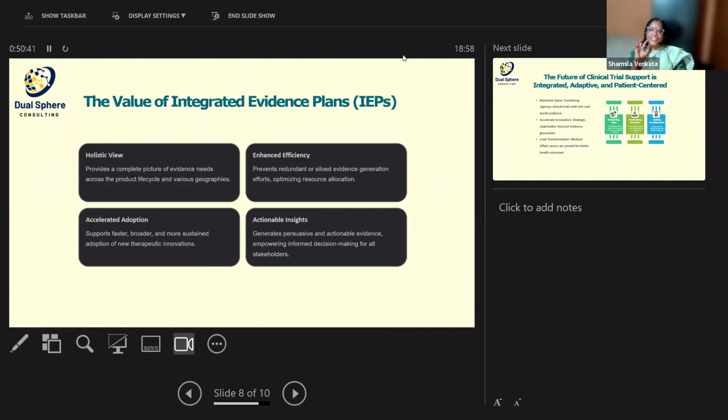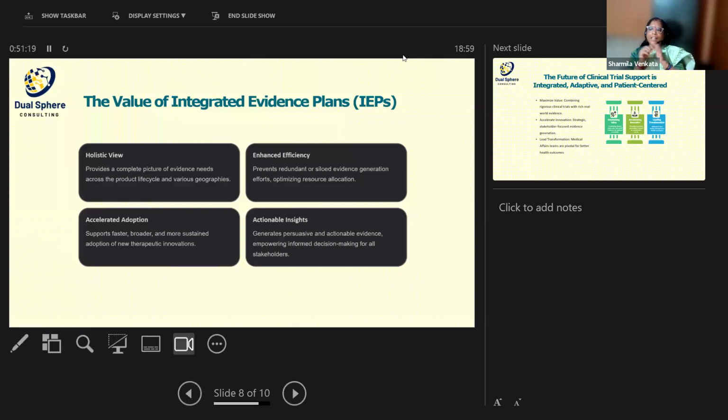It's designed to generate meaningful insights that inform clinical practice, policy decisions, and patient support programs. So, for example, to bring it to life: multiple teams, one data set. Instead of each team running separate studies, one for payers, one for providers, an integrated evidence plan, IEP, aligns them so the same data set is used for both.